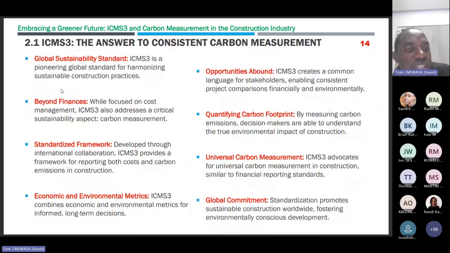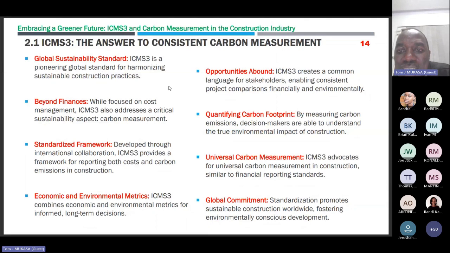So it goes beyond the finances, where it focuses on cost management. It also addresses a critical sustainability aspect, which is carbon measurement. It is a standardized framework developed through international collaboration, and it provides a framework for reporting both costs and carbon emissions in construction. Okay, it combines economic and environmental metrics for informed and long-term decision making.